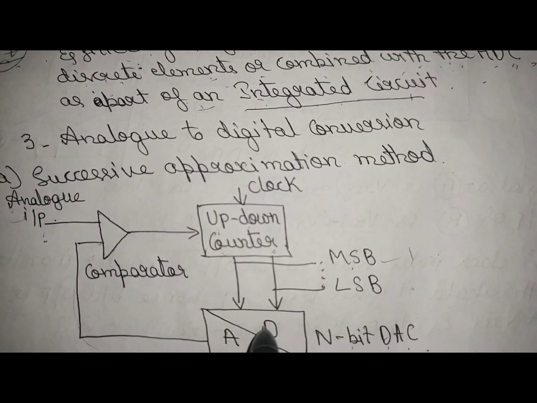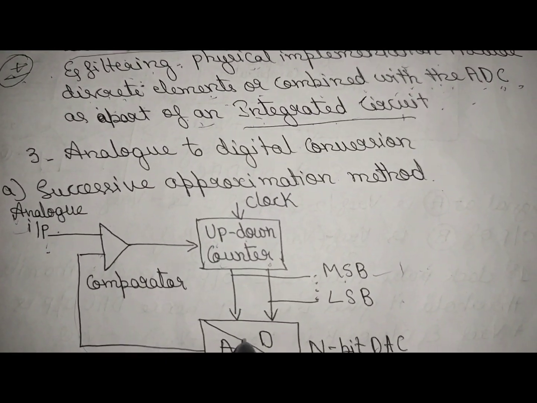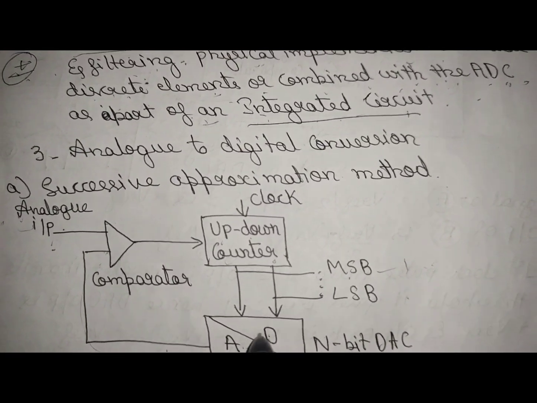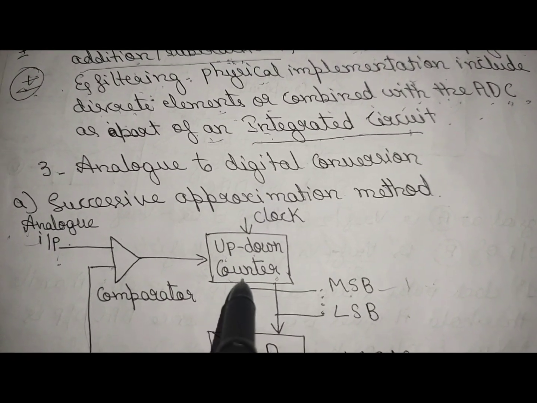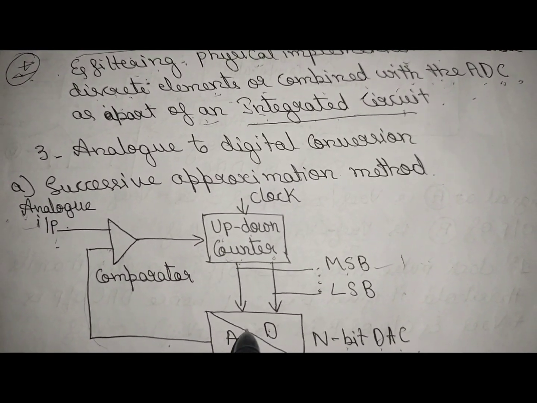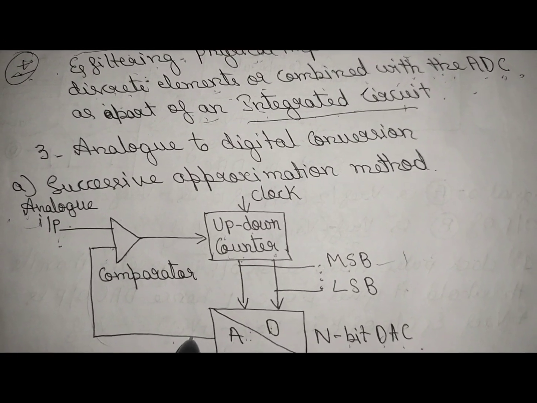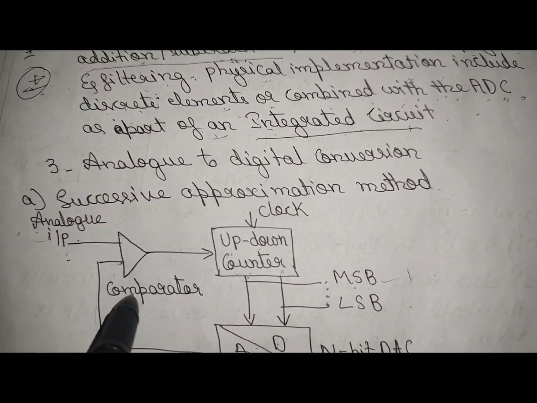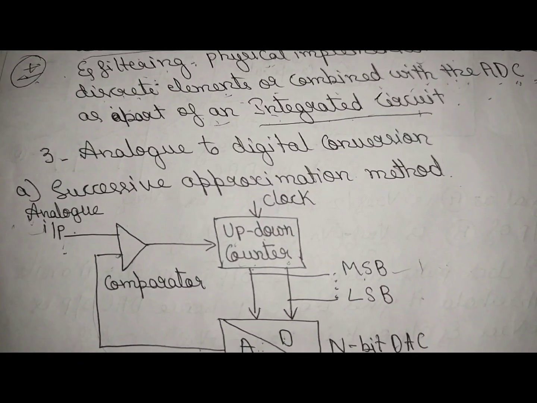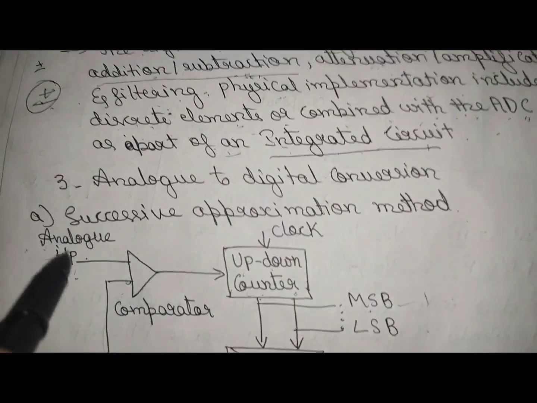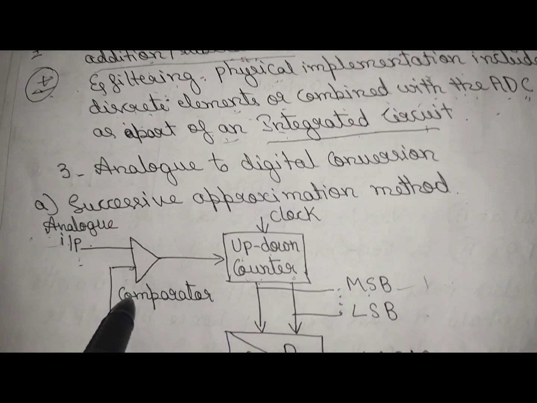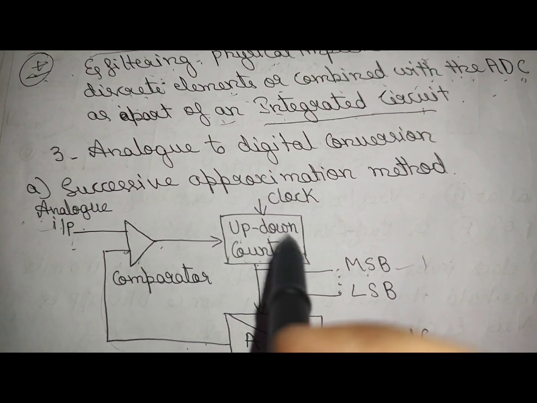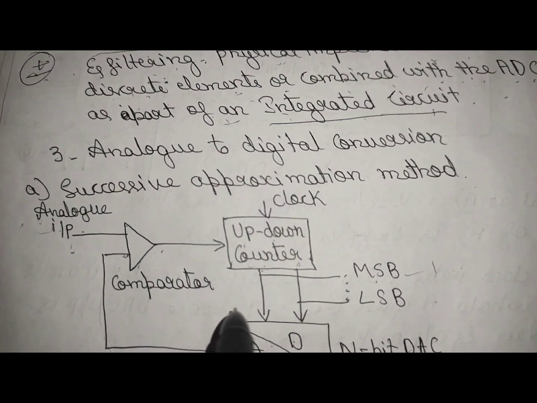Then the digital to analog converter output, whatever we get from the counter, will come to the digital to analog converter. Here the analog input will come to the comparator input. Both analog signals will be compared. That comparison output will go to the up down counter. This process is repeated until the analog input signals become equal.